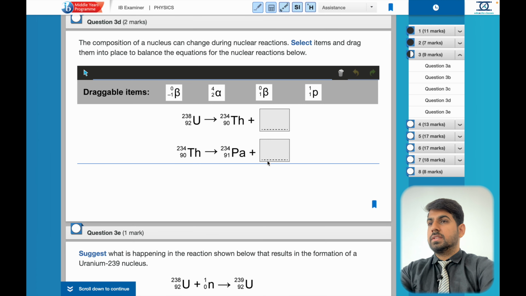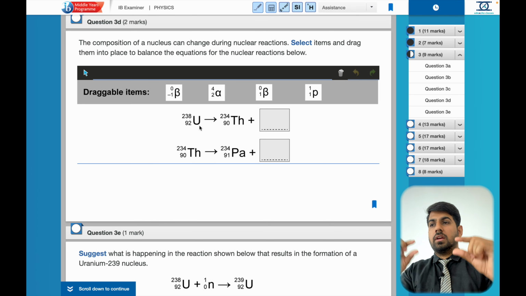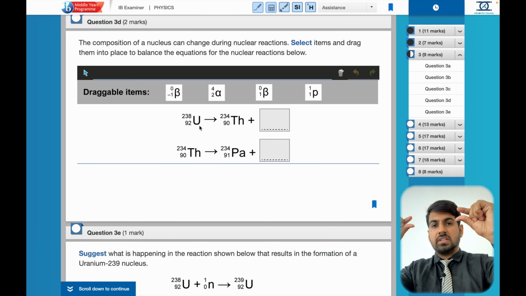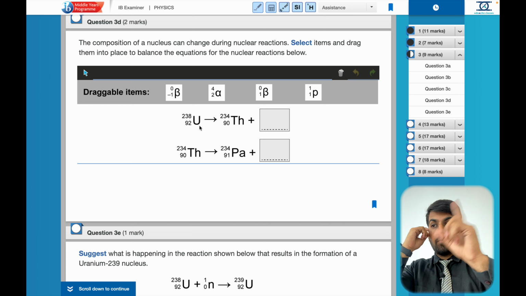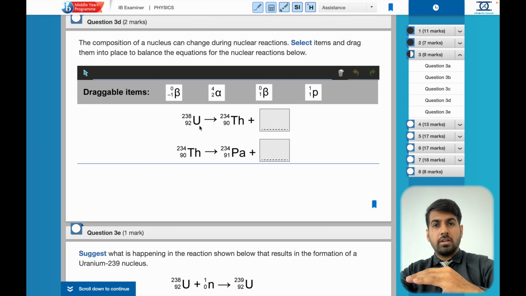Now 3D, there is a nuclear reaction. Whenever there are questions like this, always remember that on the left hand side and on the right hand side the number of protons as well as the sum of protons and neutrons, that is the mass number and the atomic number, must match. The bottom one is the atomic number, the upper one will be your mass number. Okay, so these have to be constant.